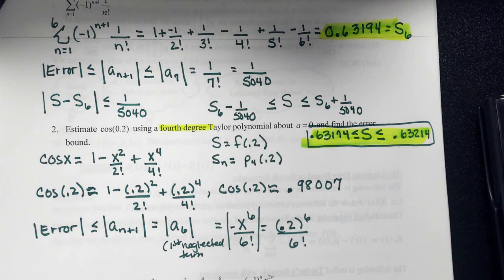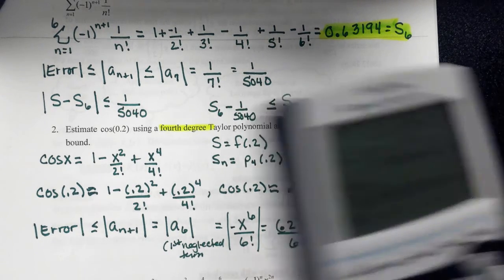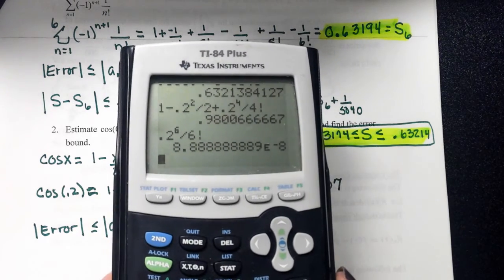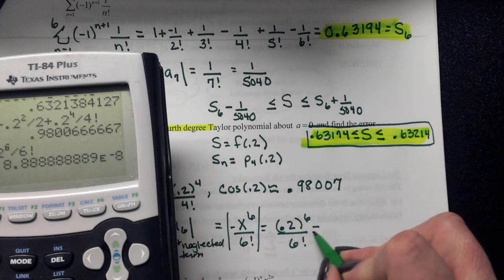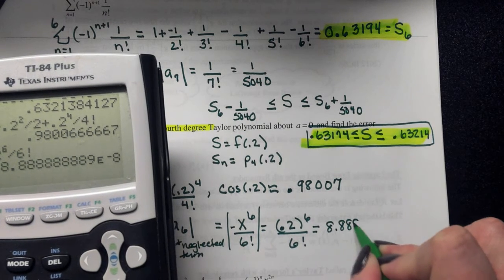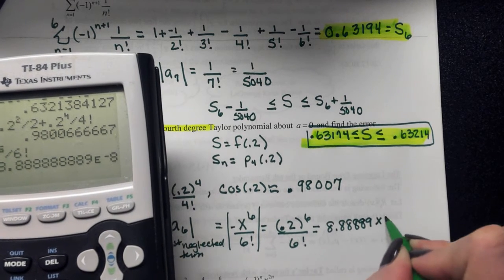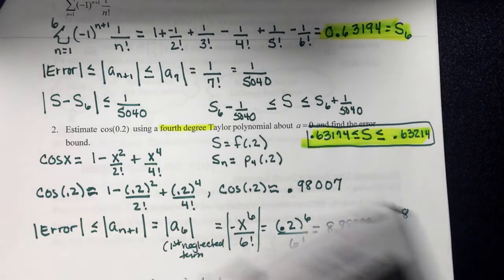So when I type this in, 0.2 to the 6 divided by 6 factorial. Now notice I'm getting a really small number in scientific notation. So this is going to be equal to 8.88889 times 10 to the negative 8th. So just leave it in scientific notation.